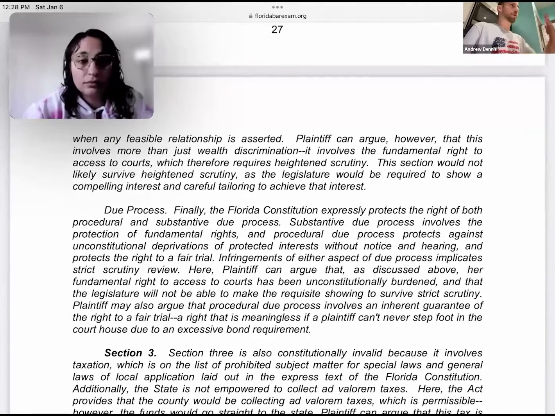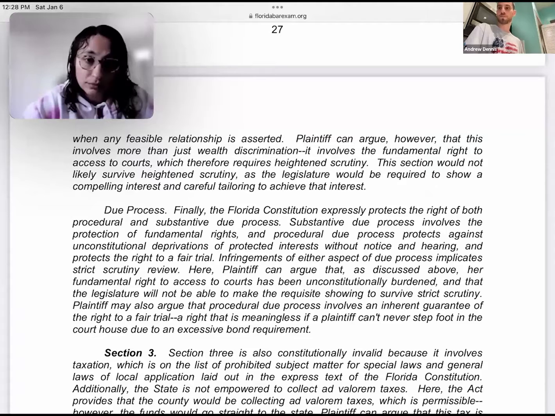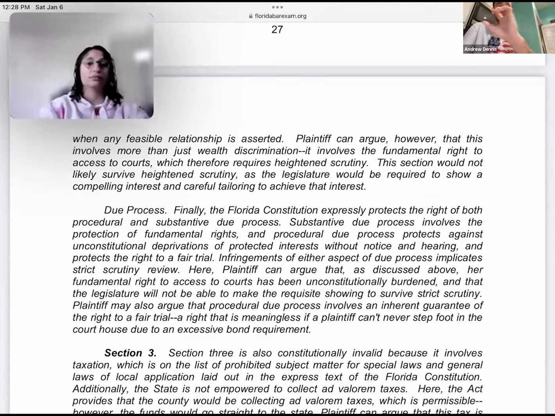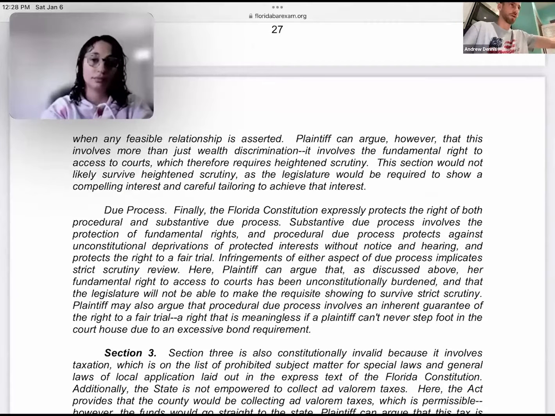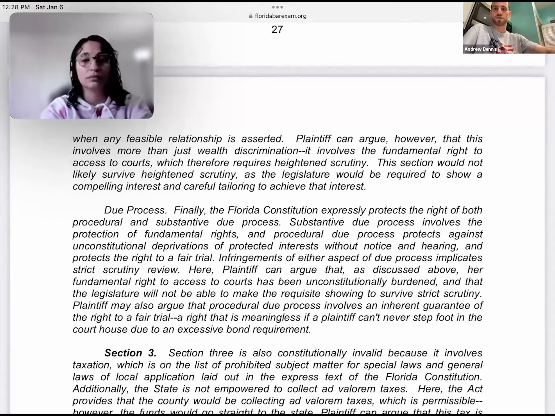Due process. See, equal protection and due process, they're always coming together. Finally, the Florida Constitution expressly protects the right of both procedural and substantive due process. Listen to this, because due process is a big part of other essays, so you want to be familiar with it. Substantive due process involves the protection of fundamental rights, and procedural due process protects against unconstitutional deprivations of protected interests without notice and hearing, and protects the right to a fair trial. Infringements of either aspect of due process implicate strict scrutiny review.